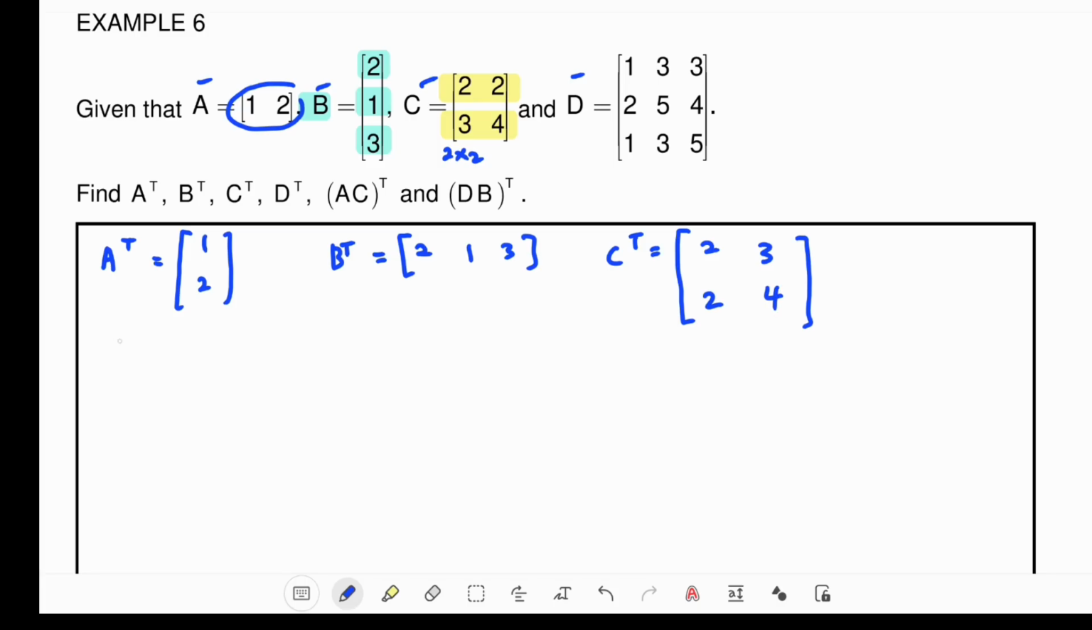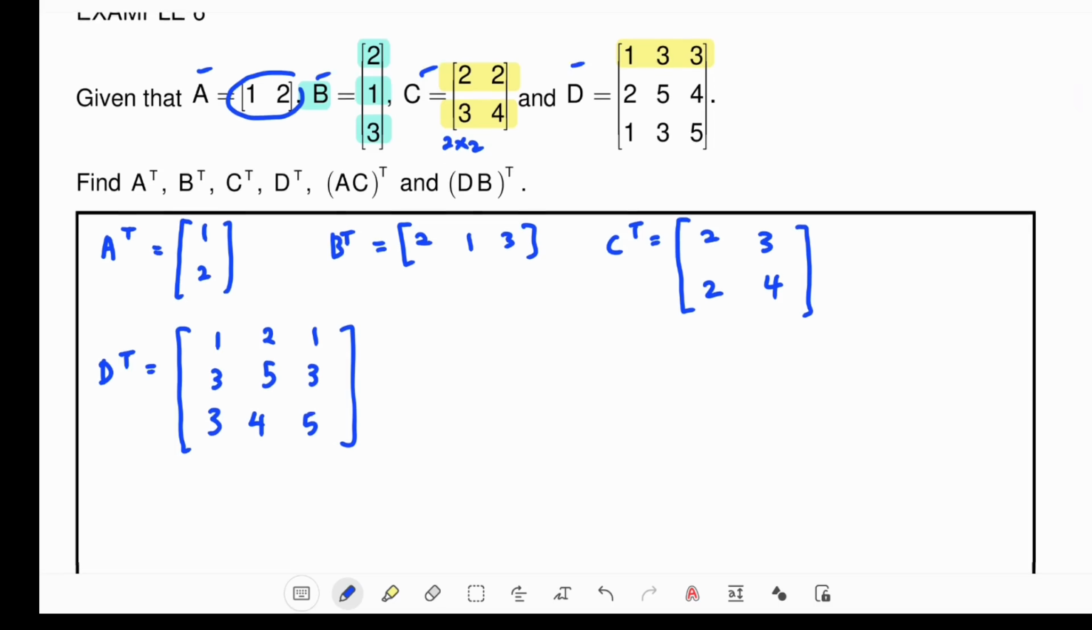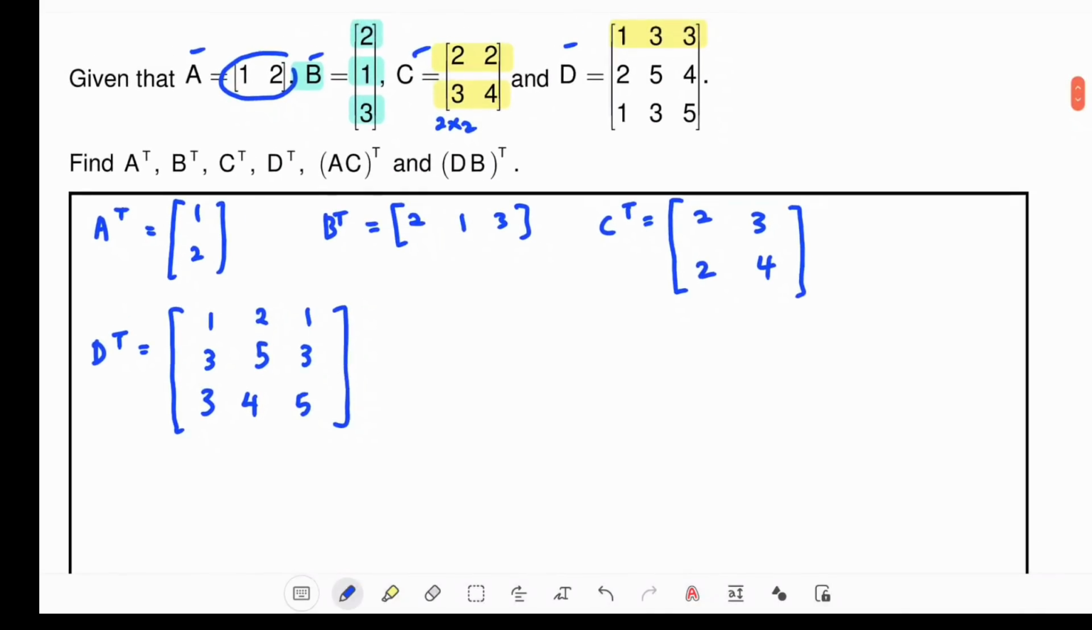And just do the same process for D in order to find the D transpose. Focus on the row, interchange to column. So you get 1, 3, 3. And proceed with the same process. So 2, 5, 4, 1, 3, 5. So we're done with the process of transpose for each of the given matrices.